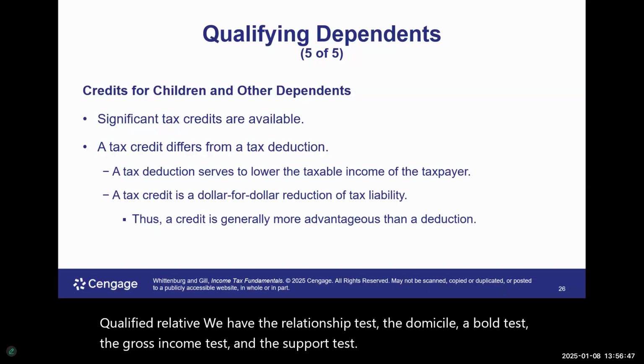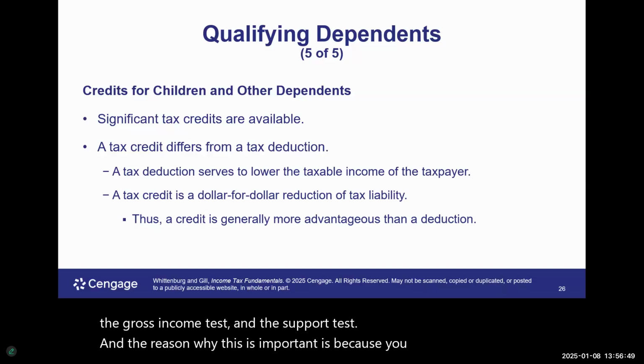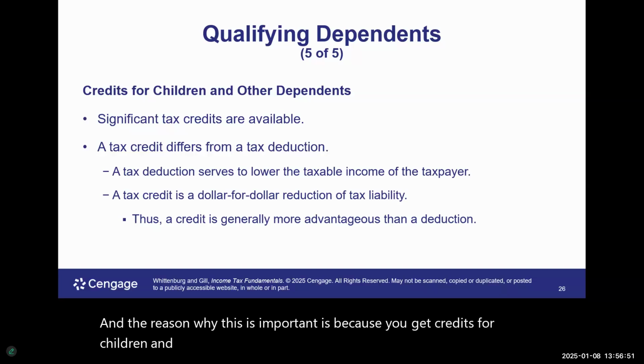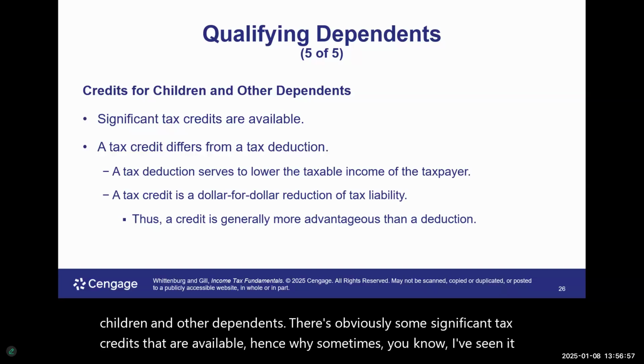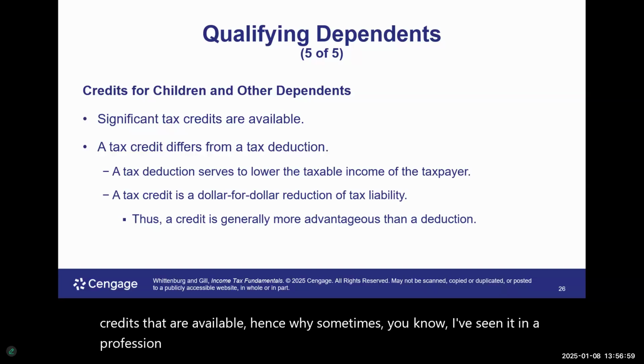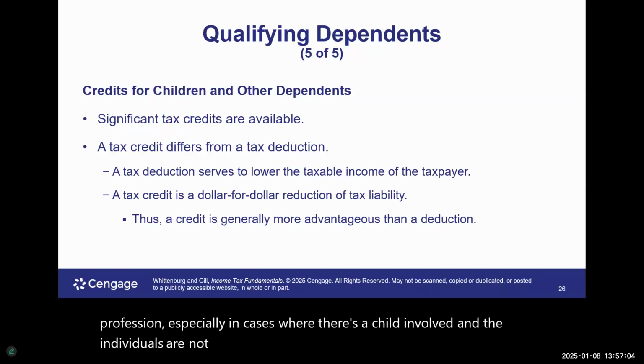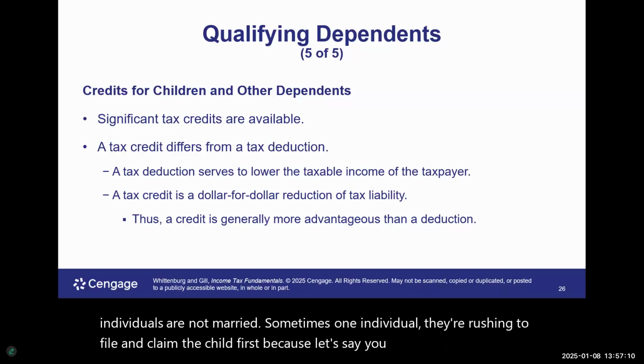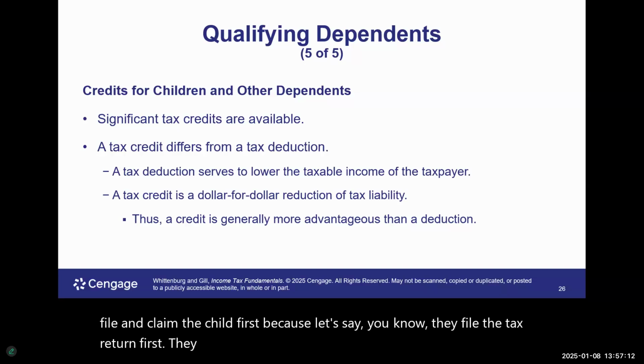And the reason why this is important is because you get credits for children and other dependents. There's obviously some significant tax credits that are available. Hence why, sometimes, I've seen it in the profession, especially in cases where there's a child involved and the individuals are not married, sometimes one individual is rushing to file and claim the child first because, let's say, they file the tax return first, they get the child tax credit.